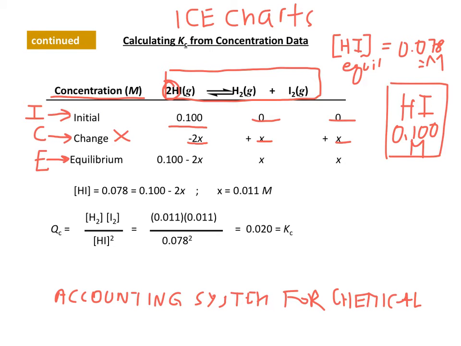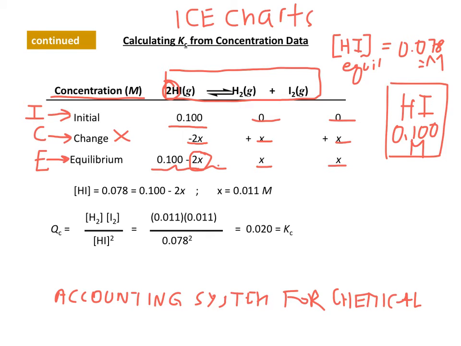Now, what does that mean about equilibrium? Well, I had started with 0.100 minus 0, and I've lost 2X. So the equilibrium concentration is now going to be equal to this expression. The amount of H2 I have is X. The amount of I2 I have at equilibrium is X. Now, the rest of this is basically just solving for the math.